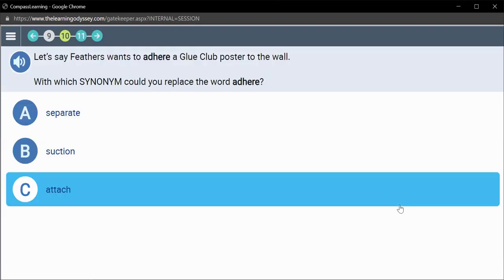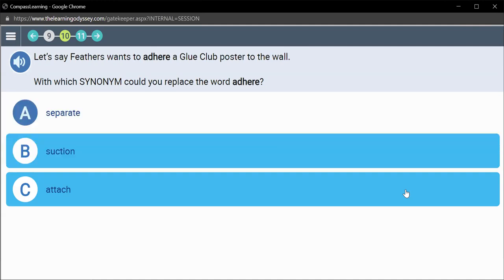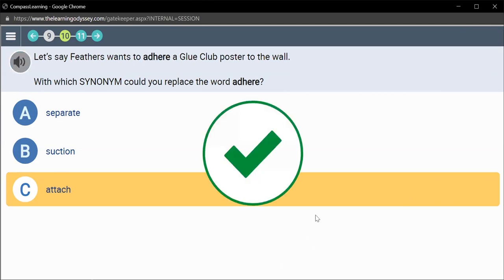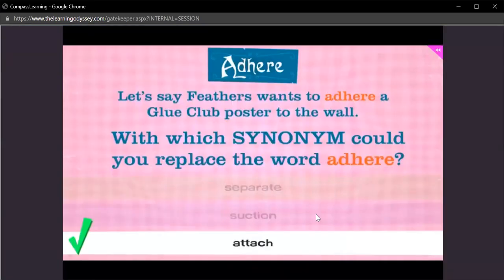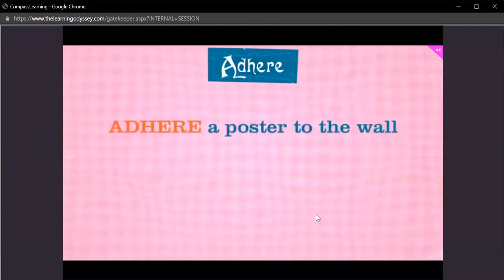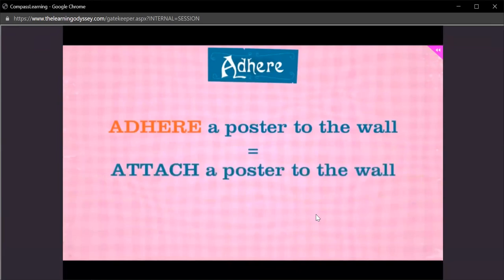Let's say Feathers wants to adhere a glue club poster to the wall. With which synonym could you replace the word adhere? Separate, suction, attach. Attach. Another way of saying you want to adhere a poster to the wall is to say you want to attach it to the wall.